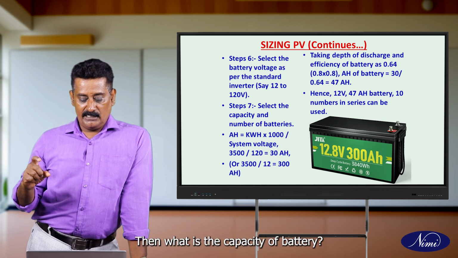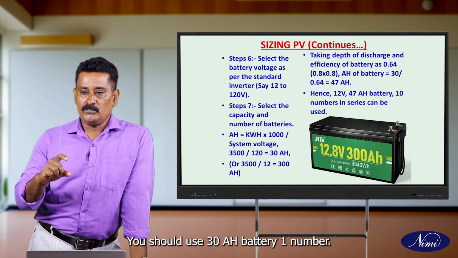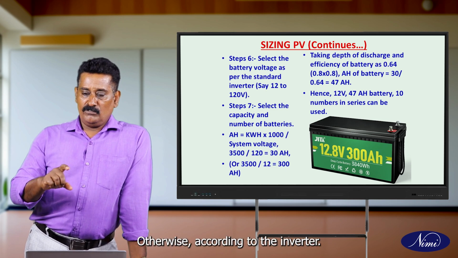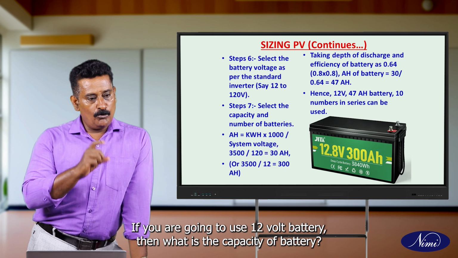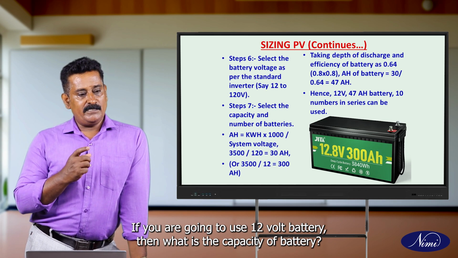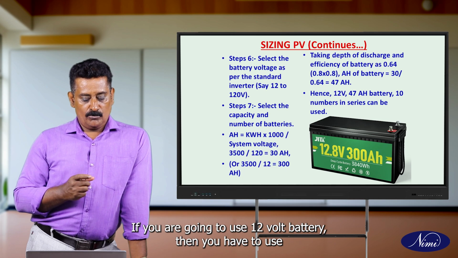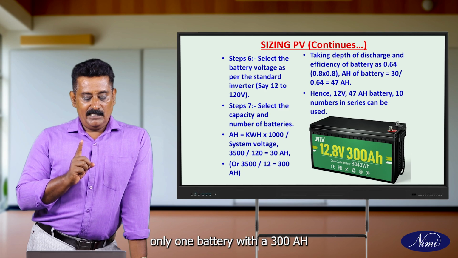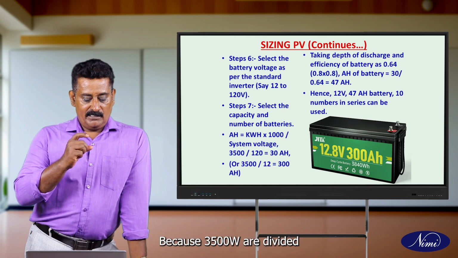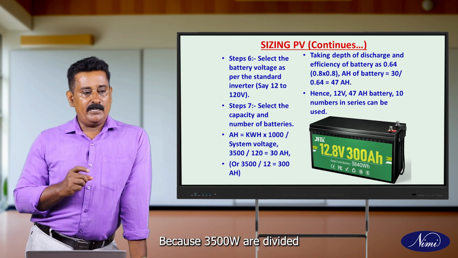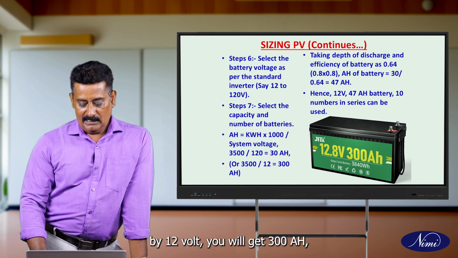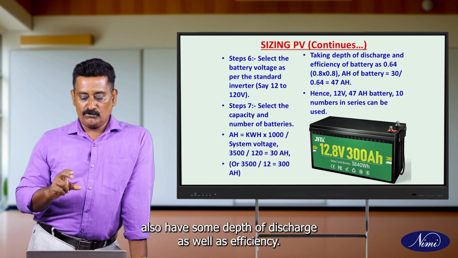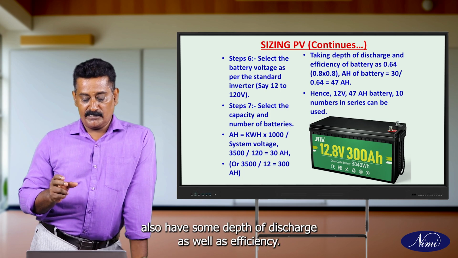Then what is the capacity of battery? We should use 30 Ah battery, 1 number. Otherwise, according to the inverter, if you are going to use a 12 volt battery, then what is the capacity of battery? If you are going to use a 12 volt battery, then you have to use only one battery with 300 Ah, because 3500 watt hours divided by 12 volt, you will get 300 Ah. But we cannot use the 300 Ah because the battery also has some depth of discharge as well as efficiency.